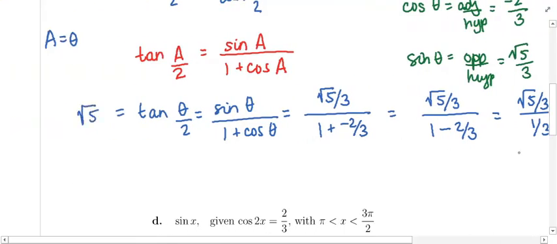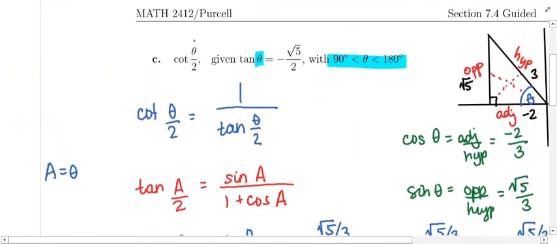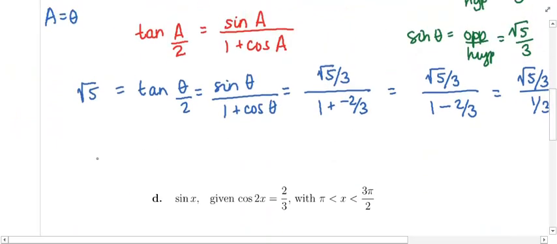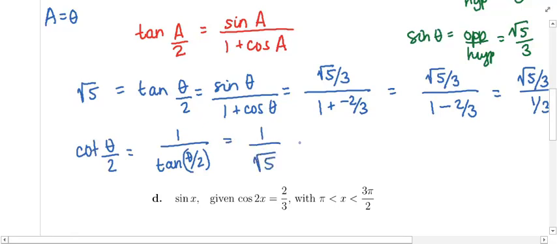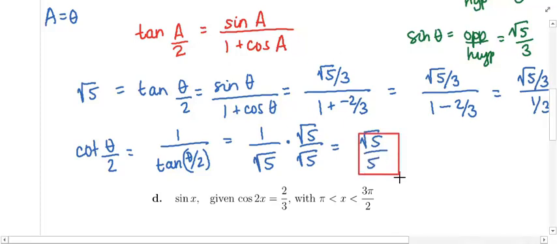Okay, what did we want to calculate? We're trying to find the cotangent of theta over 2. So the cotangent of theta over 2 is 1 over the tangent of theta over 2. Okay, so we have to do 1 over the square root of 5. Rationalize the denominator. And so our final answer is the square root of 5 over 5. And we are done with that one.